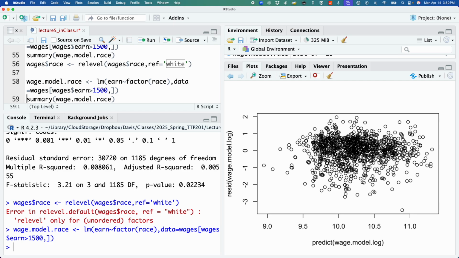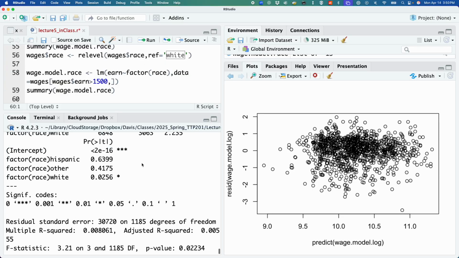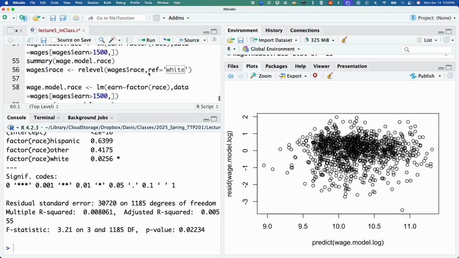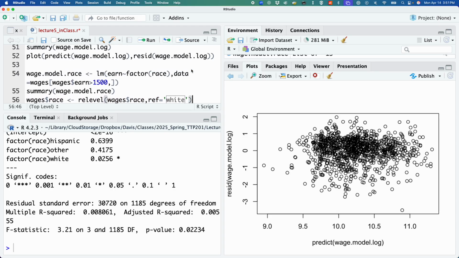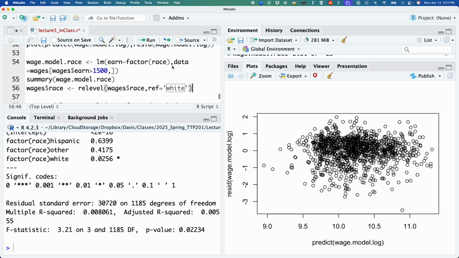Wait, what did I do? Is it wages or wage? I think it's wages. Why did that used to work? That was wage. Huh. Oh. You know, I bet it's because with read CSV, it's no longer read in as a factor.